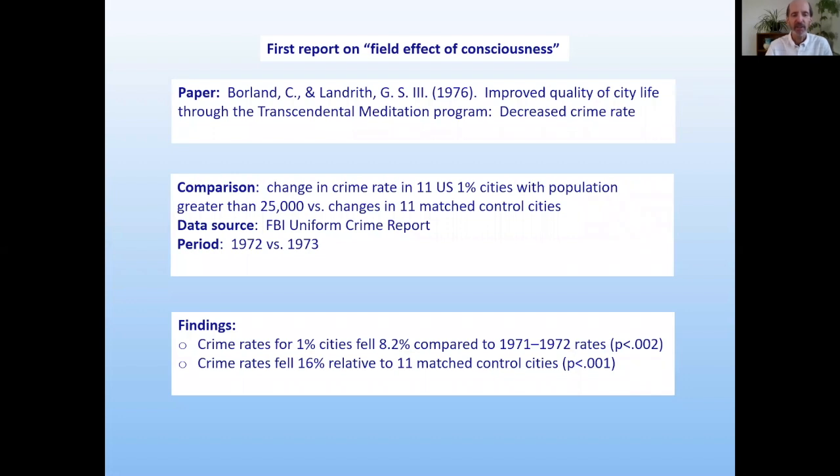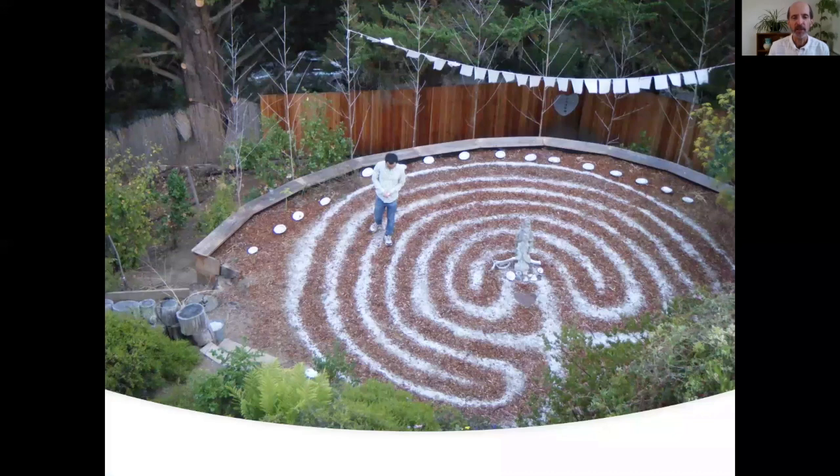In 1976, the first TM research on such social influence was reported. 22 cities were compared, 11 experimentals, where 1% of the population had learned TM, 11 controls with less than 1%. The two groups were matched along a number of demographic variables. The 1% cities showed a significant decline in crime rate, while the other 11 saw crime increase by roughly the same amount. Today's presentation is grounded in experiences and reports such as these.